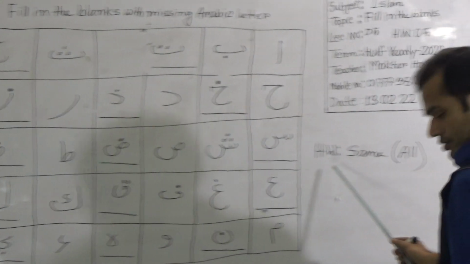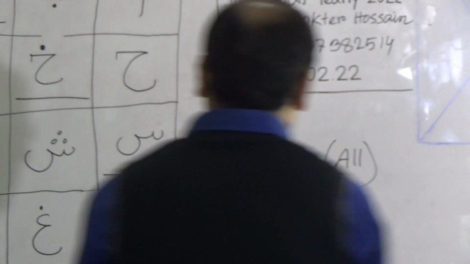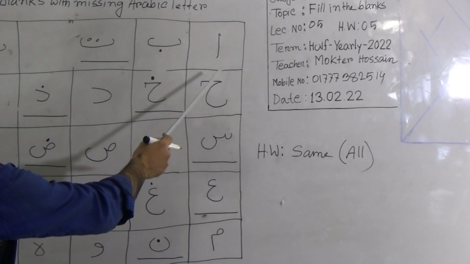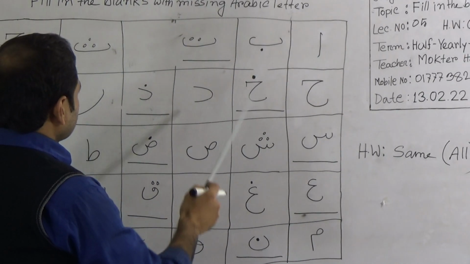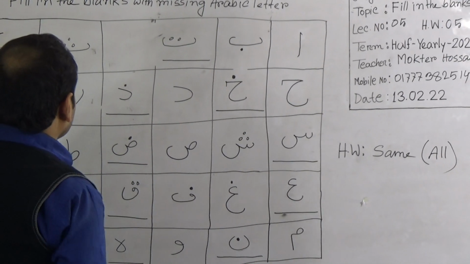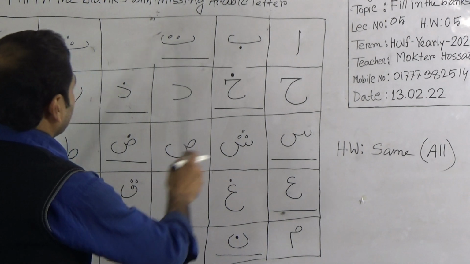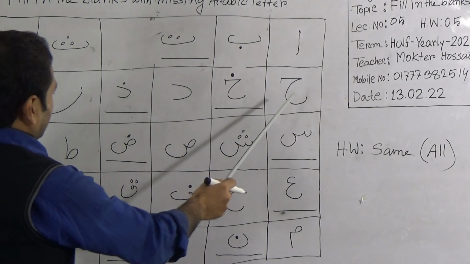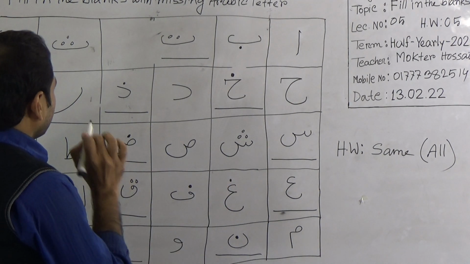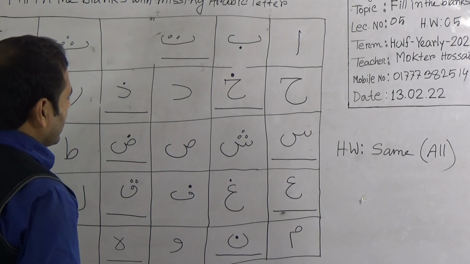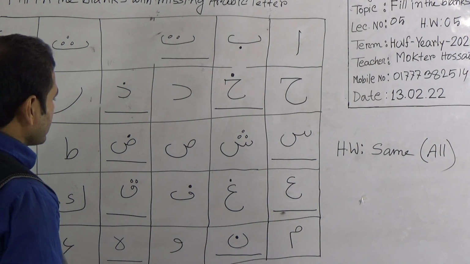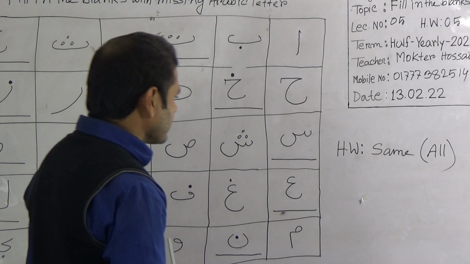Now your SW. Your SW topic is the same. That means same topics. You will make a row like this, or you can write serially. Alif, Ba, blank, Ta, blank. So you will give a gap and write the missing letter here. You must underline the missing letter, okay?